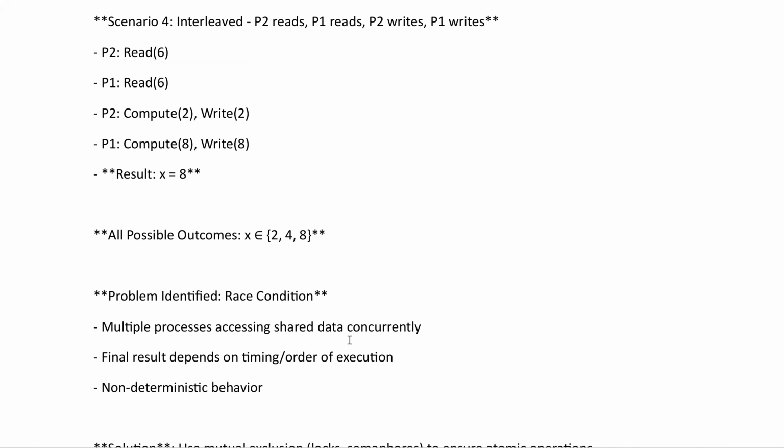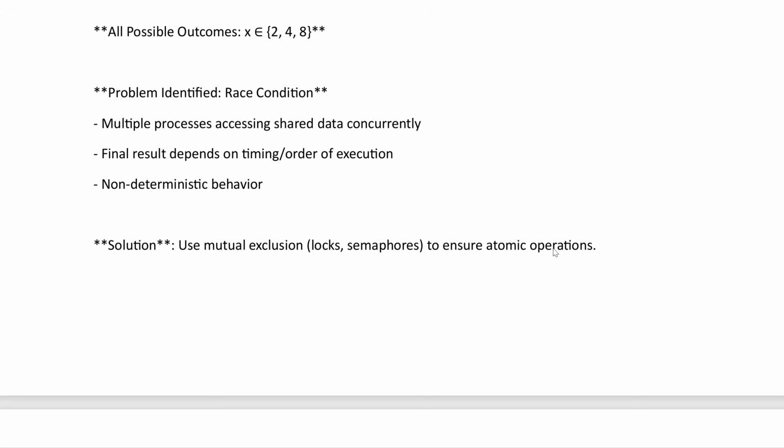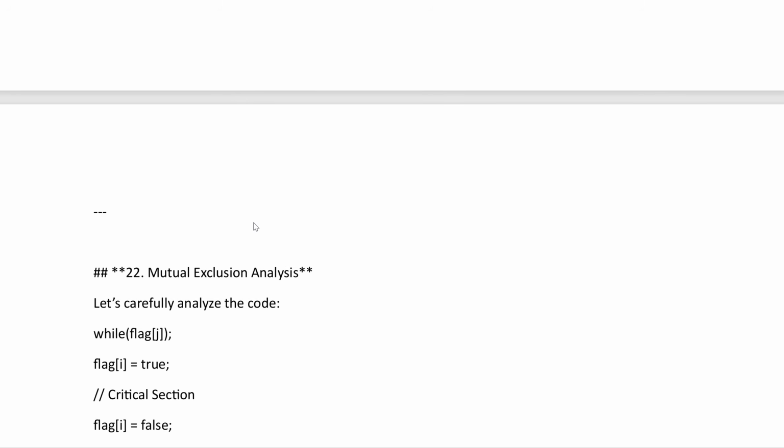Right? So multiple processes access shared data concurrently. The final result depends on the timing and order of execution. As you can see, with different order of execution the value of x has come out to be different in each case. So non-deterministic behavior is also a sign of the race condition problem. The solution to this race condition problem is that we need to use mutual exclusion through the concept of locks and semaphores to ensure atomic operations. Right? So this is the solution to the race condition problem.